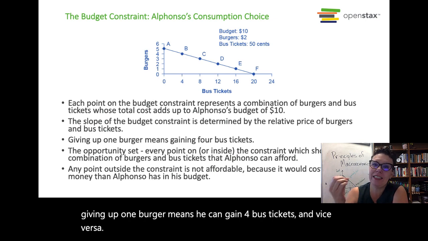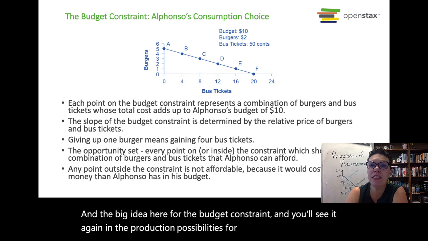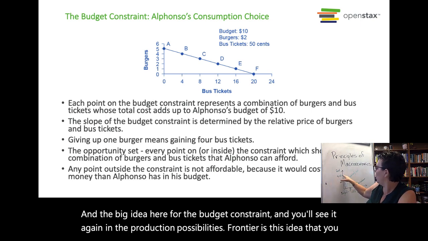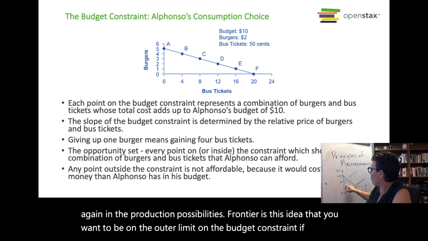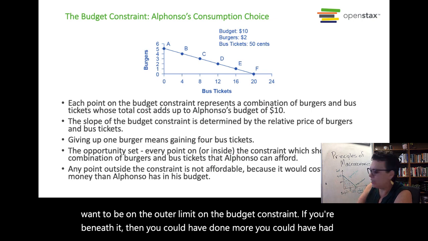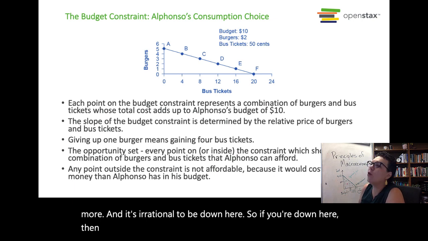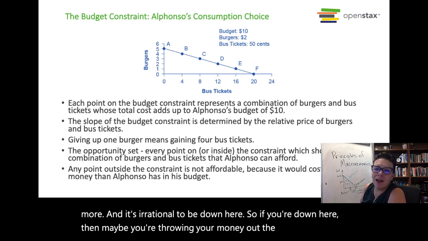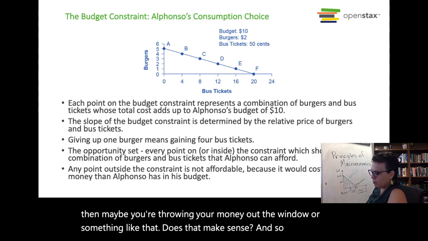And the big idea here for the budget constraint, and you'll see it again in the production possibilities frontier, is this idea that you want to be on the outer limit, on the budget constraint. If you're beneath it, then you could have done more. You could have had more, and it's irrational to be down here. So if you're down here, then maybe you're throwing your money out the window or something like that. Does that make sense? And so if you wanted to, you could model this a different way.